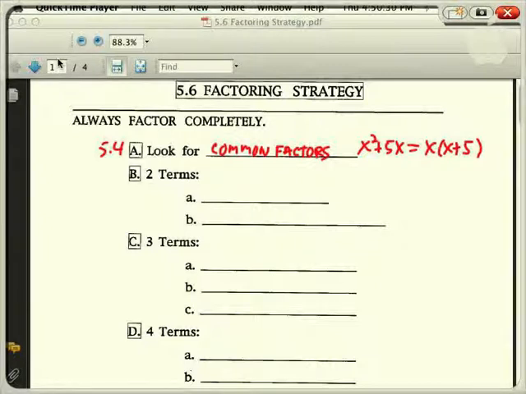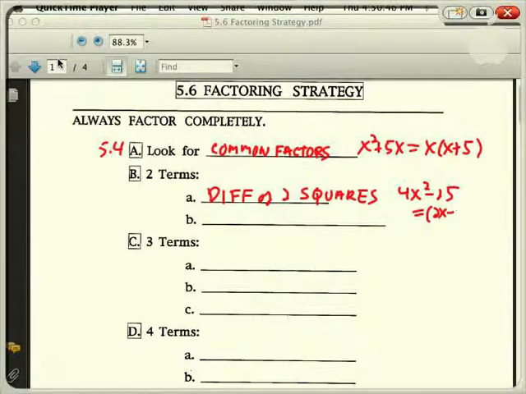Two terms. The difference of two squares. For example, 4x squared minus 25, which would be 2x minus 5 times 2x plus 5. You need to review that.